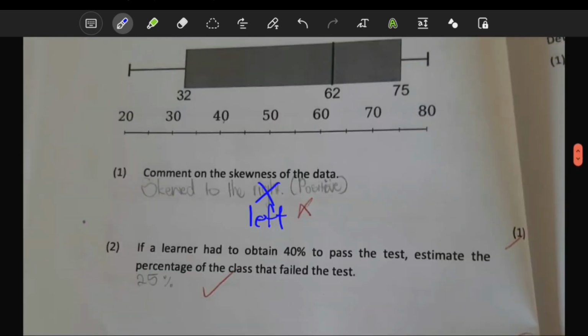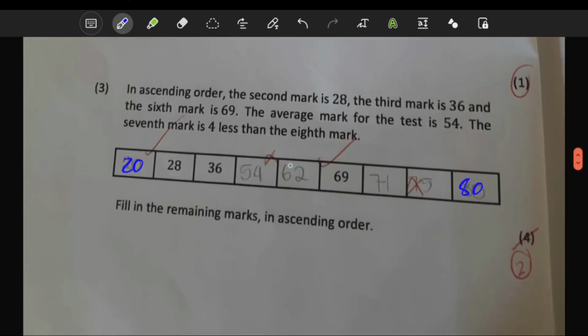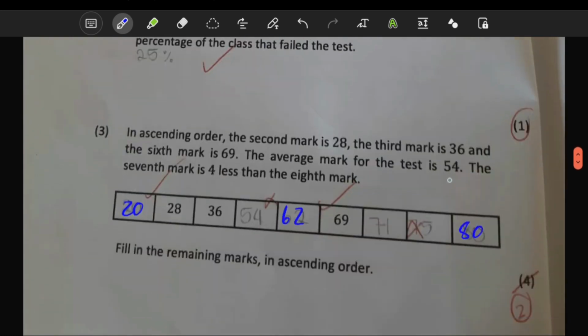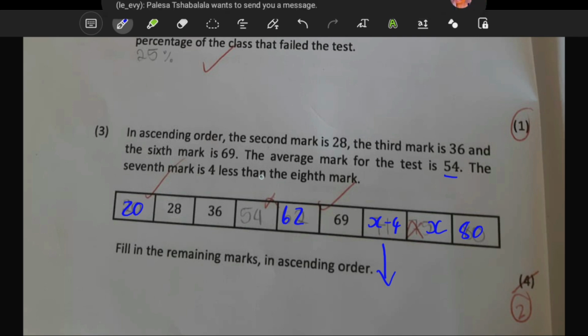Now, looking at our box and whisker diagram, the median is 62. So that's why this is a 62, because that's the value in the middle. Perfect, because you have 4 this side, 4 that side. Now they told us that the average is 54, so let's keep that in mind. However, they said the 7th mark, 1 2 3 4 5 6 7, the 7th mark is 4 less than the 8th mark. So let's label the 8th mark X, meaning that this will be X minus 4. So then they said here, what else?